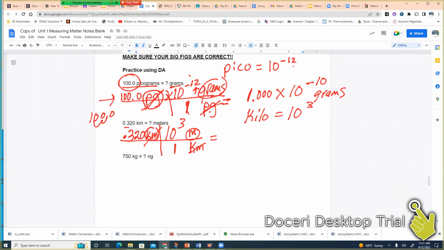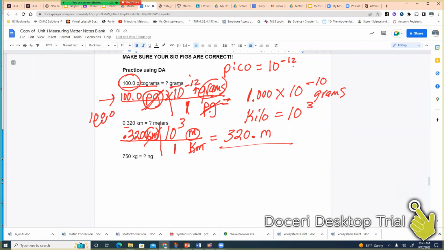So this one, 0.320 times 10 to the 3rd. 320. Do I need to put a decimal after that 0? Yes, because this 0.320 also has 3 sig figs. And then what would my units be? Meters. Anybody have a question on that one? That process is called dimensional analysis.